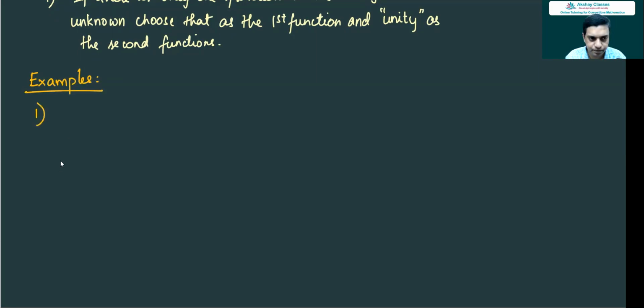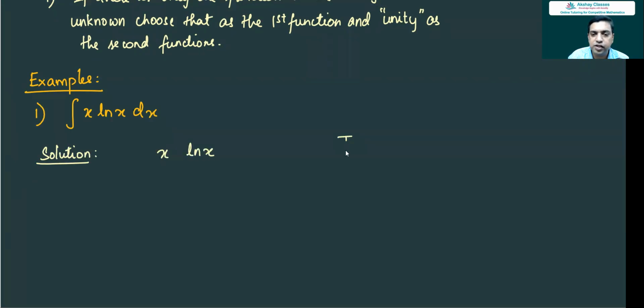First one, integral of x times log x dx. We need to evaluate this integral. How do we do that? Now there is x, this is log x. Now we go by ILATE.